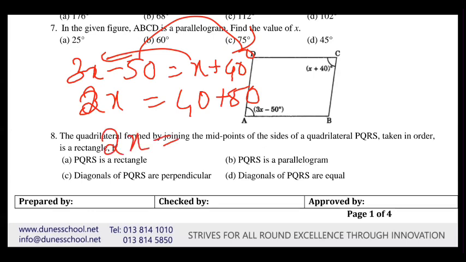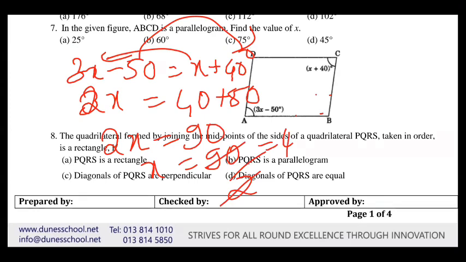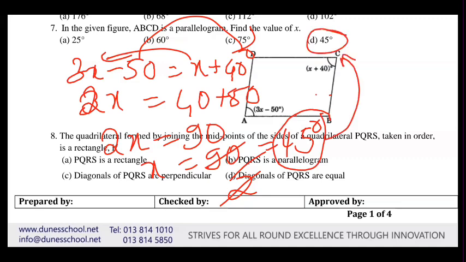What is 40 plus 50? 60, 70, 80, 90. 2x is equal to 90. X is equal to 90 over 2. What is 90 over 2? What is the answer? 45 degrees. What was confusing in this, beta? Please tell me what was confusing in this.